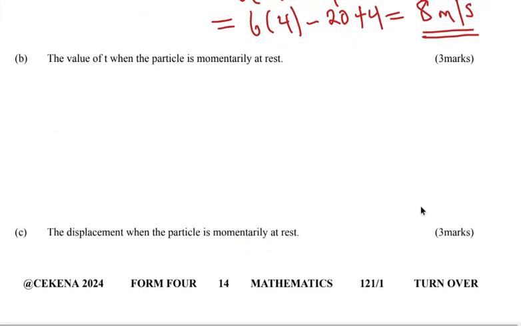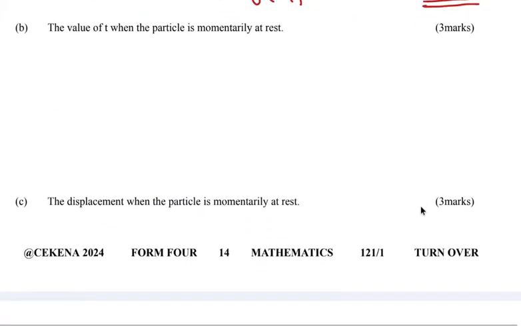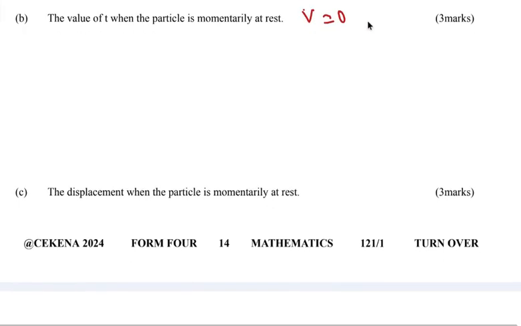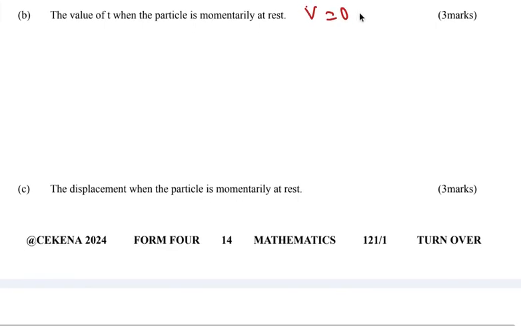Swali la pili umeulizwa find the value of t when the particle is momentarily at rest. Ikiwa particle iko momentarily at rest, inamaanisha velocity equal to 0. So velocity equal to 0 meters per second.